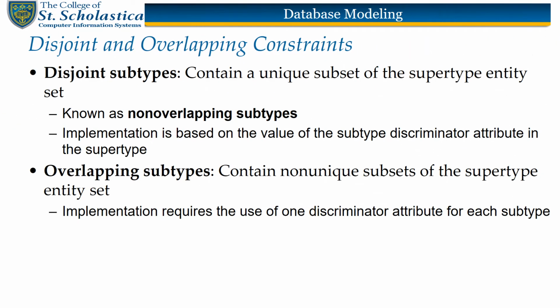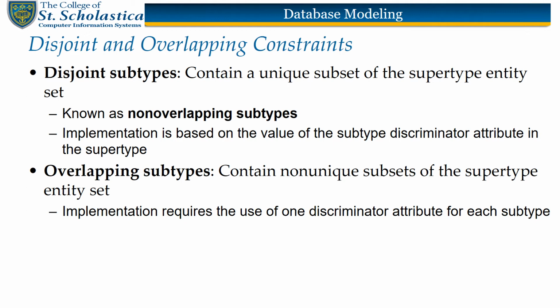An entity supertype can have disjoint or overlapping entity subtypes. Disjoint subtypes, also known as non-overlapping subtypes, are subtypes that contain a unique subset of the supertype entity. In other words, each entity instance of the supertype can appear in only one of the subtypes. This subtype is implemented based on the value of the subtype discriminator attribute in the supertype.